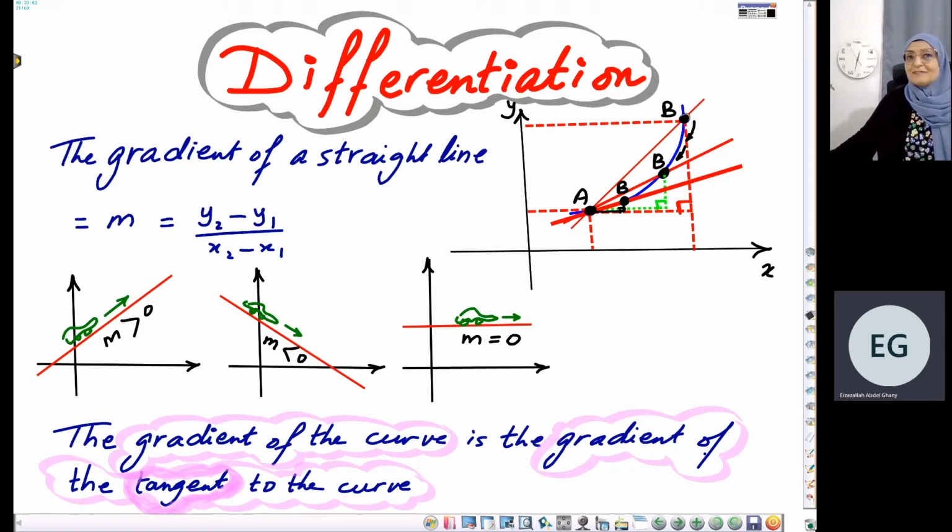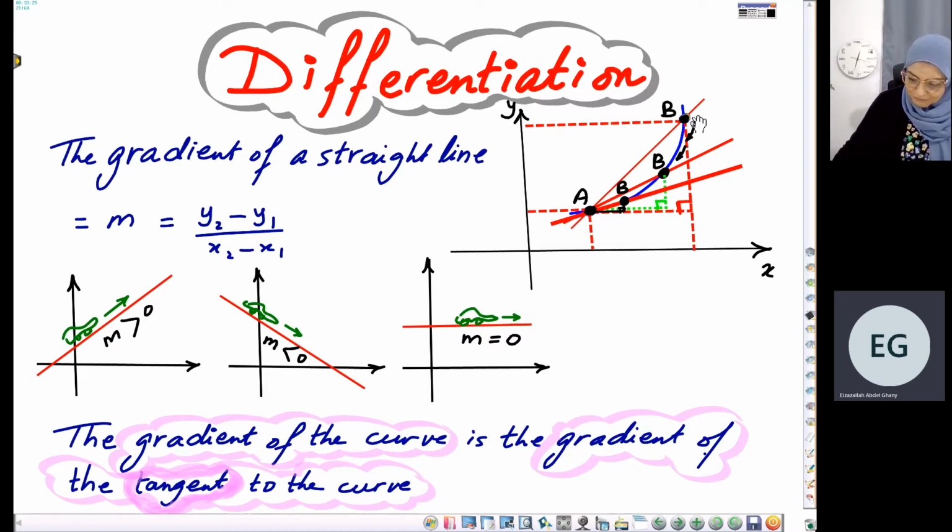What about the gradient of the curve? The gradient of the curve is the gradient of the tangent to the curve. Say it. The gradient of the curve is the gradient of the tangent to the curve. This is the approach of differentiation, which we usually have to explain before any differentiation lesson, whether for IG or AS.